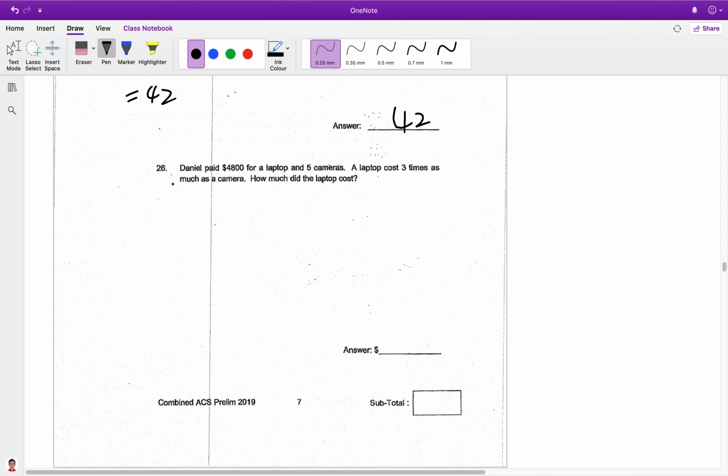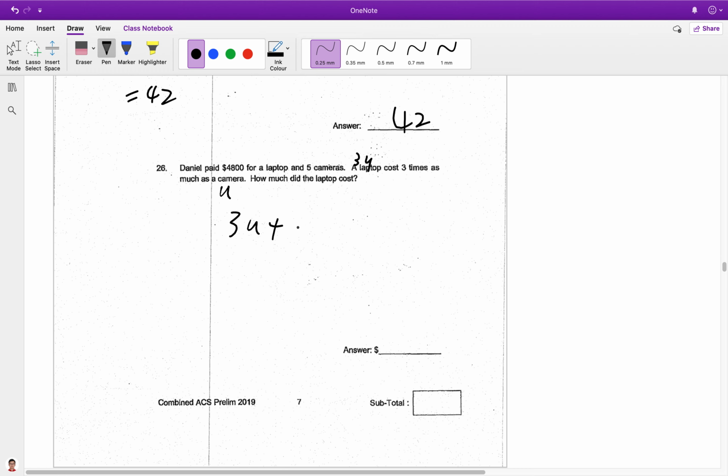Okay, question 26. Daniel paid 4,800 for a laptop and 5 cameras. The laptop cost 3 times as much as a camera. So, how much does a laptop cost? Well, say 3 times. If we assume the camera is 1U, right? Then the laptop cost is 3U, right? You paid for a laptop 3U plus 5 cameras.